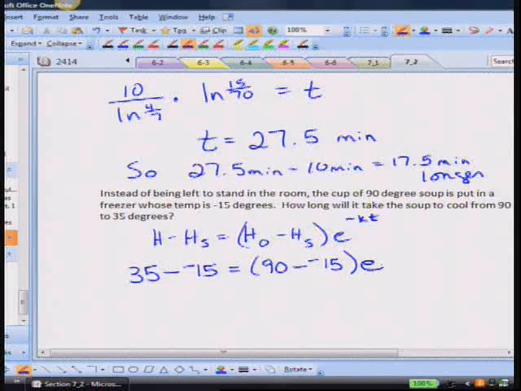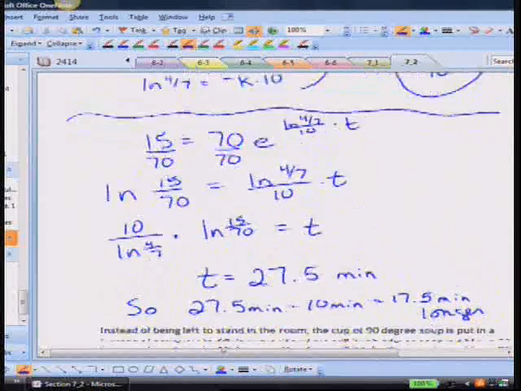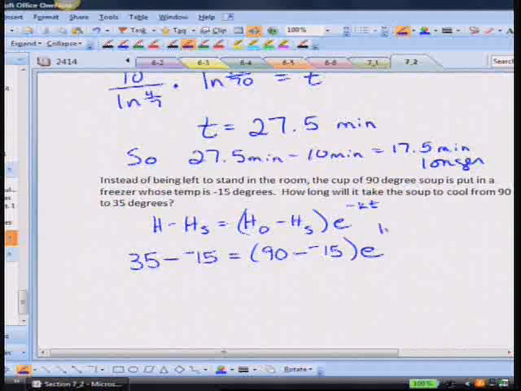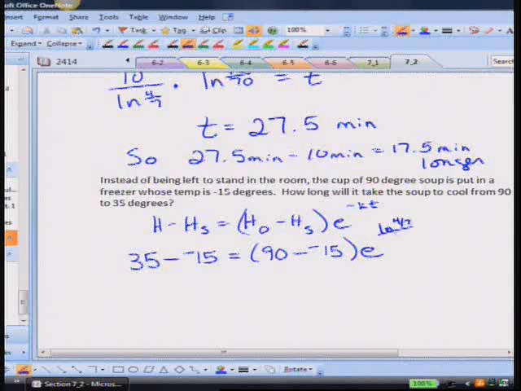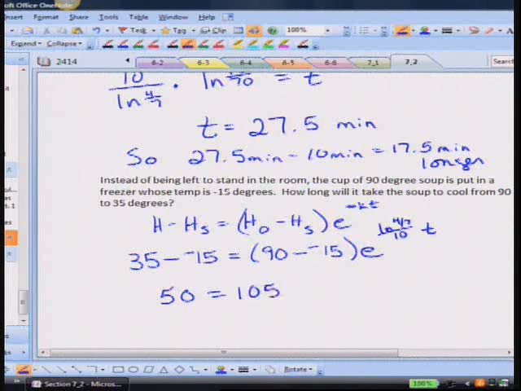So that was ln 4/7 over 10 with a T. And it's positive because it's negative, but then your K was negative, so it becomes positive. Okay, so 35 and 15 is 50 equals 90 minus negative 15, so that's 105, e to the ln 4/7 divided by 10 times T.